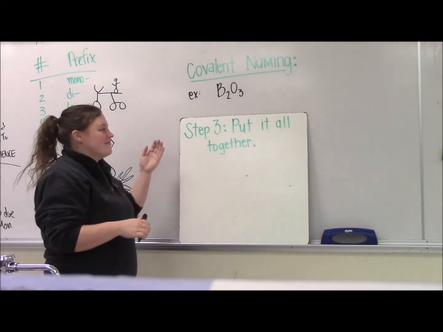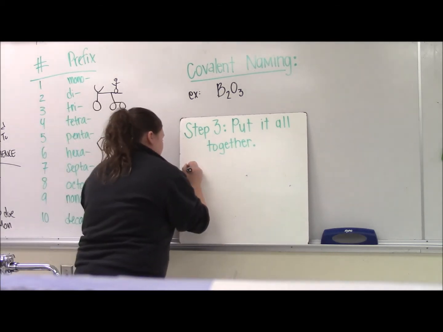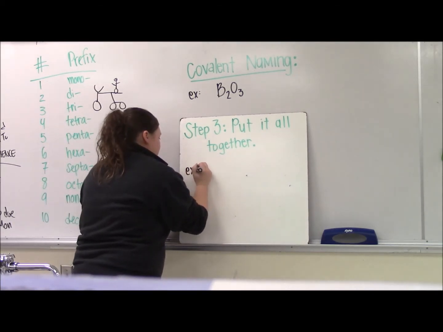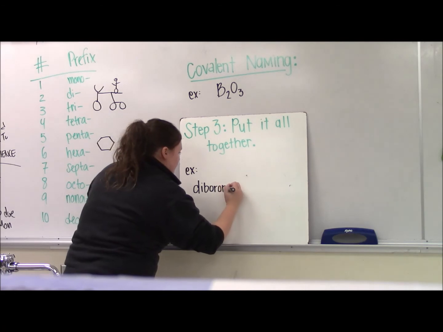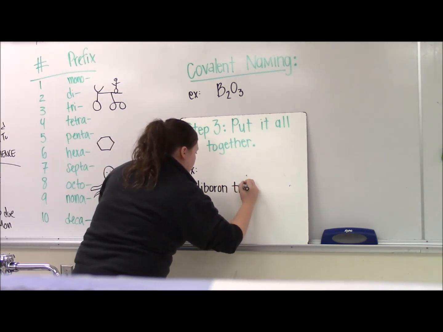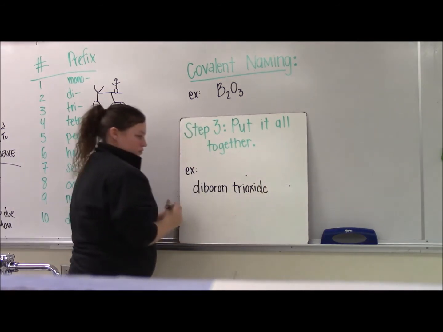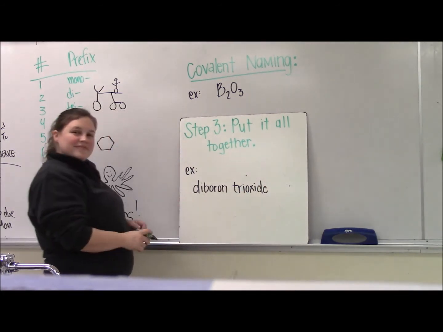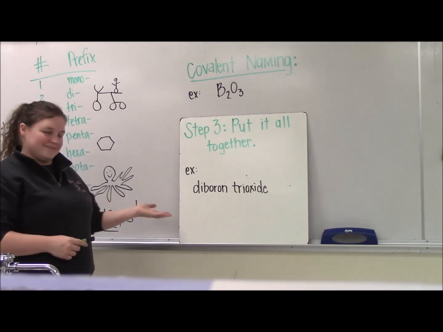All right, so then you need to write step 3, put it all together. So we're going to write it the way we found it. So we have 2 borons up there, so it's diboron. And then there are 3 oxygens, so it's going to be trioxide. And remember to change the suffix at the end of oxygen to "ide." So our complete answer is diboron trioxide.